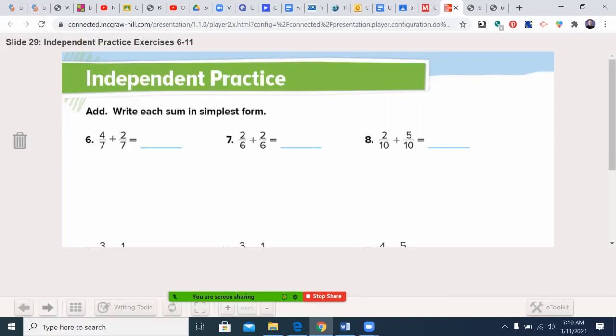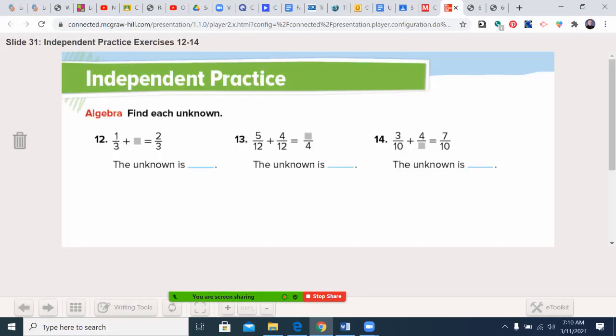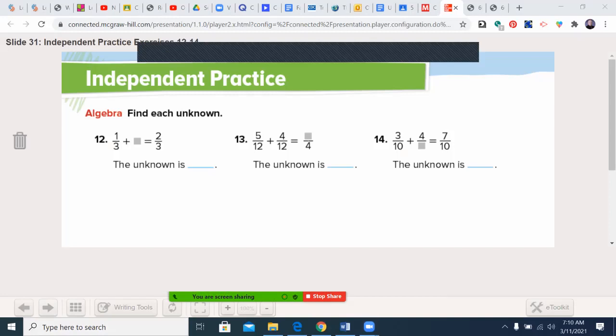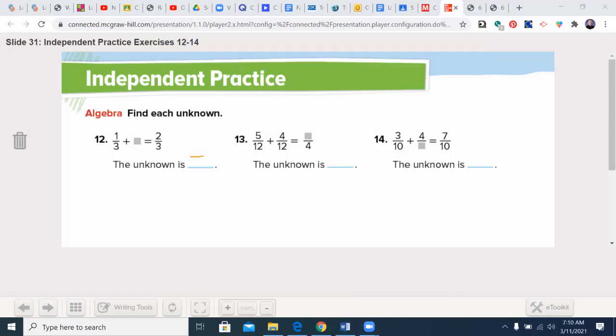I'm going to bounce you down to number 12. And I'm going to help you on this one. And then you'll do number 13 and 14. I need to find the unknown. And because there's addition, what's the opposite of addition? You're right, subtraction. So the bottom number should be easy because we do what with the denominators? Nothing. We write it down. Have you not been listening? Don't add the denominators.